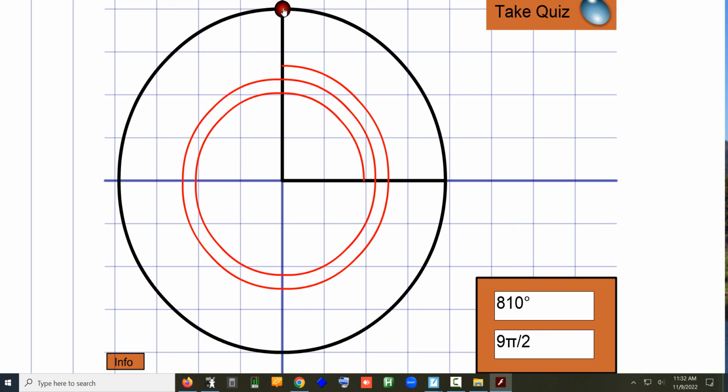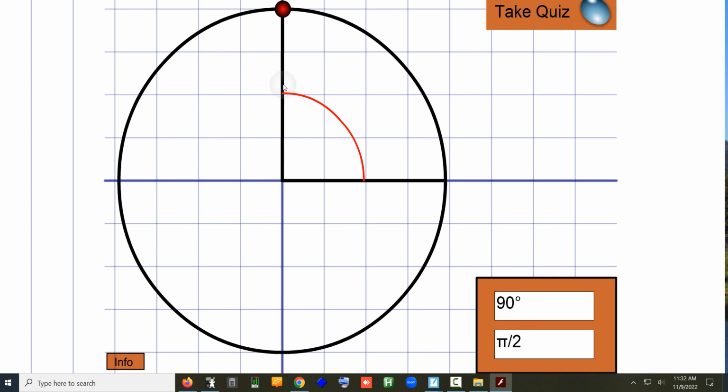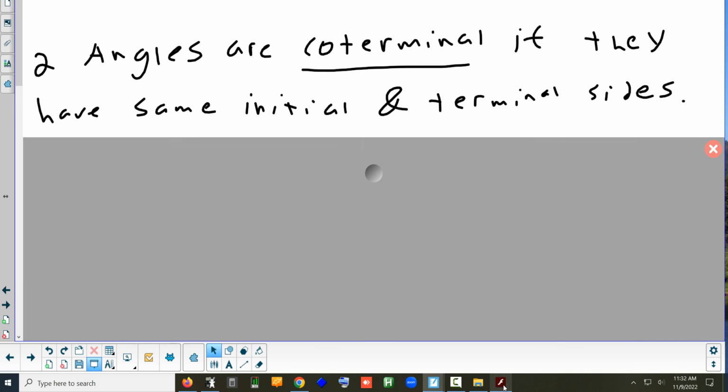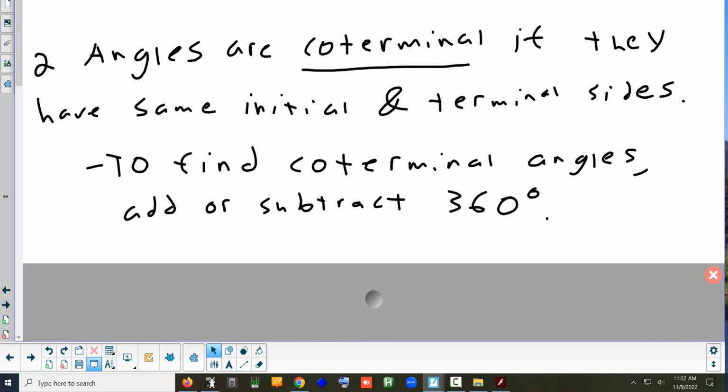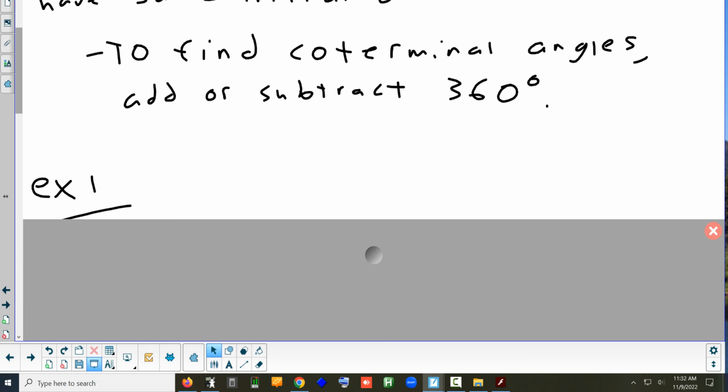So what do you think I could do to make that angle smaller instead of bigger, and it will still be coterminal? I can subtract 360 as many times as I need to. So 450 is a little better, and 90 is even better. Dealing with a 90-degree angle is a lot easier than 810. And for trig, those two numbers are the same, 90 degrees and 810, because they're coterminal. So to find coterminal angles, you can add or you can subtract 360.